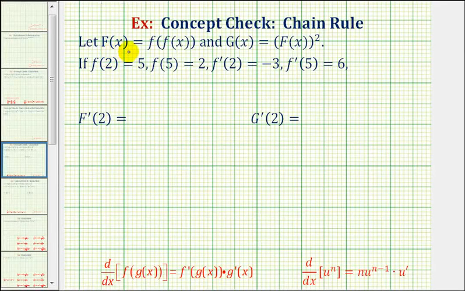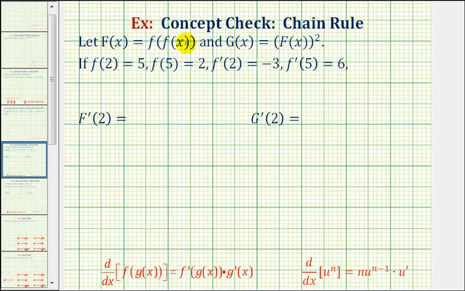We're told to let big F of x equal f of x, and big G of x equals big F of x raised to the second power. If f of 2 equals 5, f of 5 equals 2, f prime of 2 equals negative 3, and f prime of 5 equals 6, we want to find big F prime of 2 and big G prime of 2.